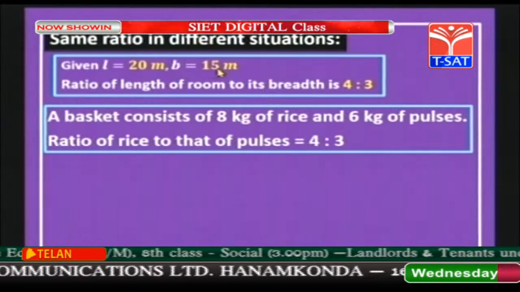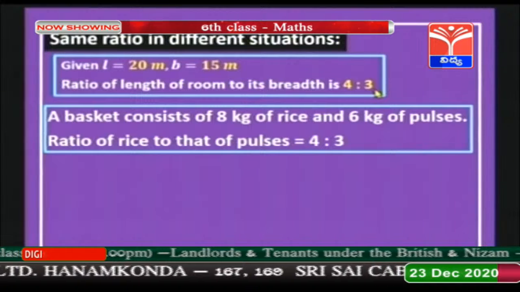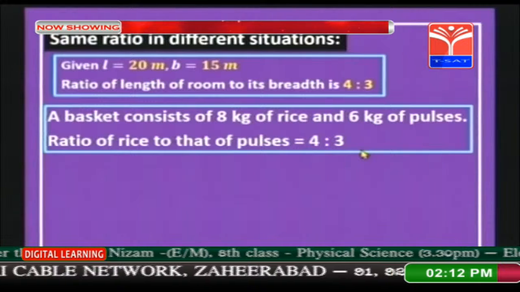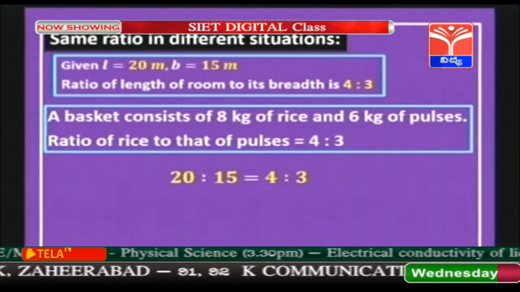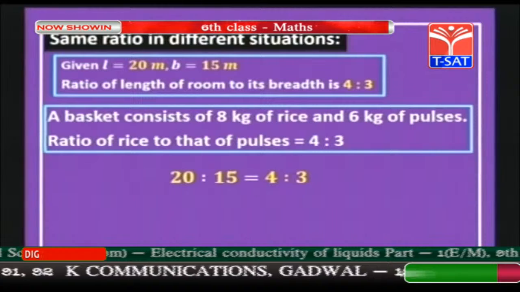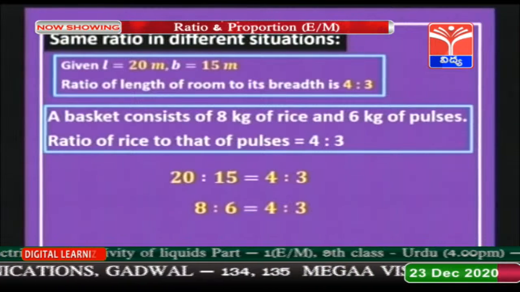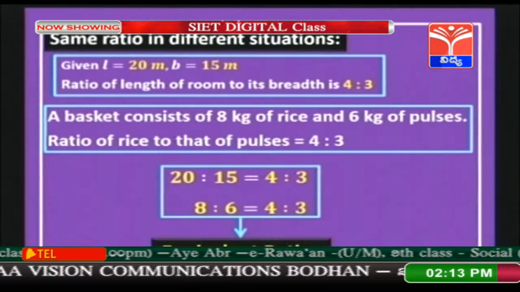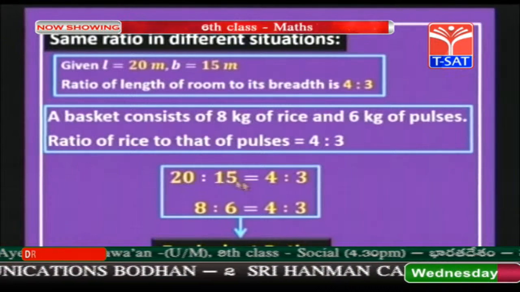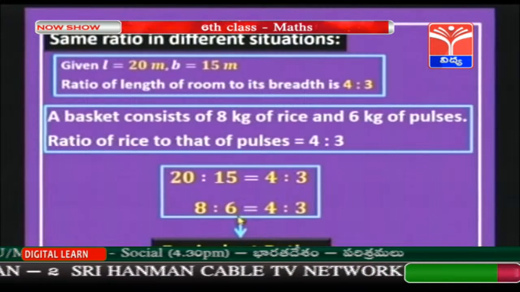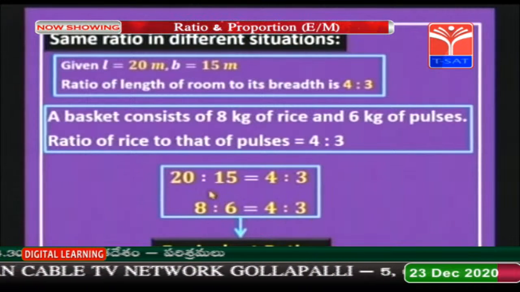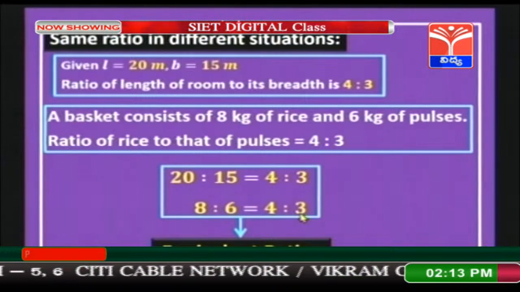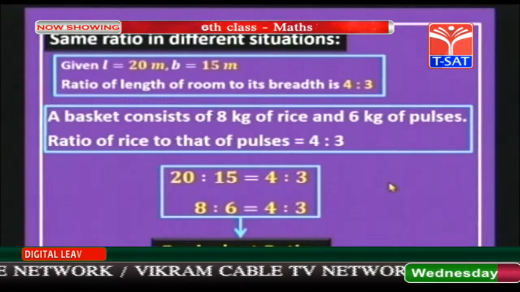So the ratio of length to breadth is 4:3, and the ratio of rice to pulses is also 4:3, we got. So 20:15 is 4:3, right? I can write like that, and also 8:6 is also 4:3. Now all these ratios are called equivalent ratios because 20:15 is also 4:3 and 8:6 is also 4:3. So I can write 20:15 equal to 8:6 equal to 4:3. We call them equivalent ratios.